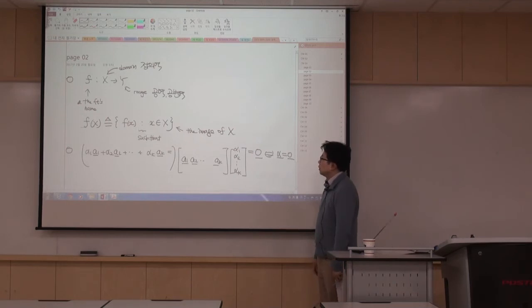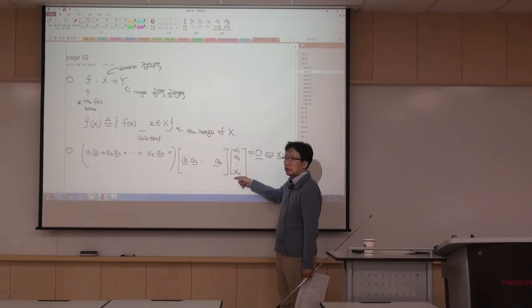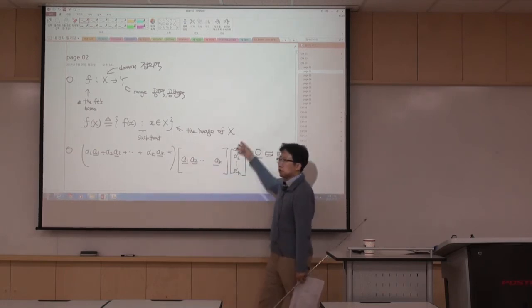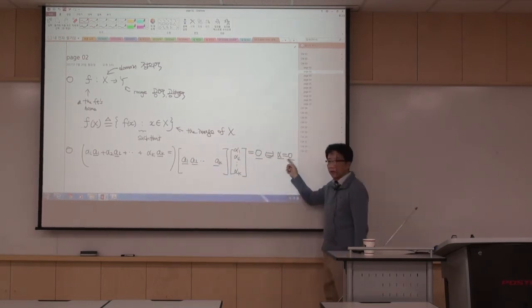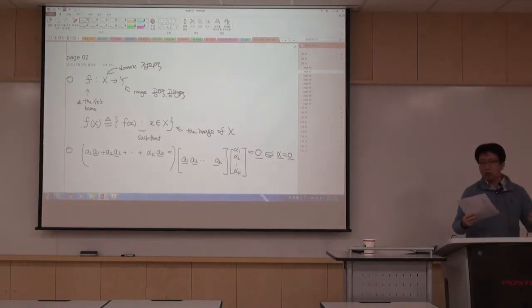Okay. So the only vector alpha that can make this inner product equal 0 is the 0 vector. That is the linear independence. Okay. Anyway, you read it.